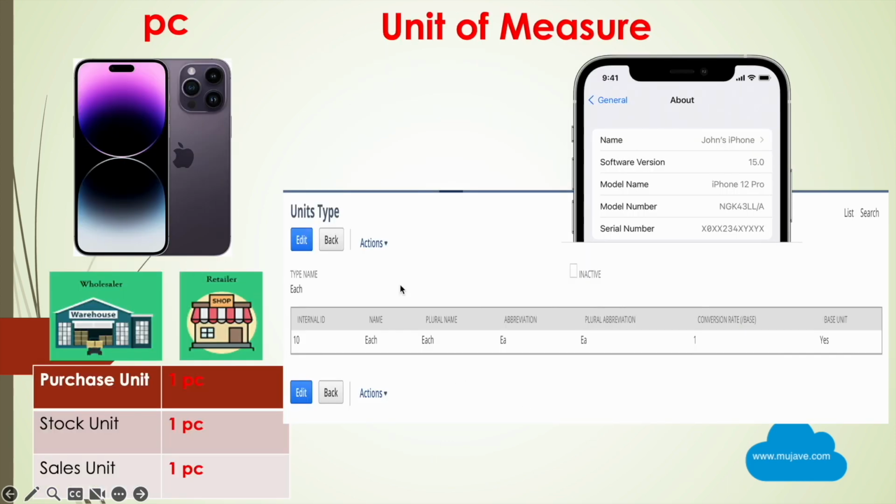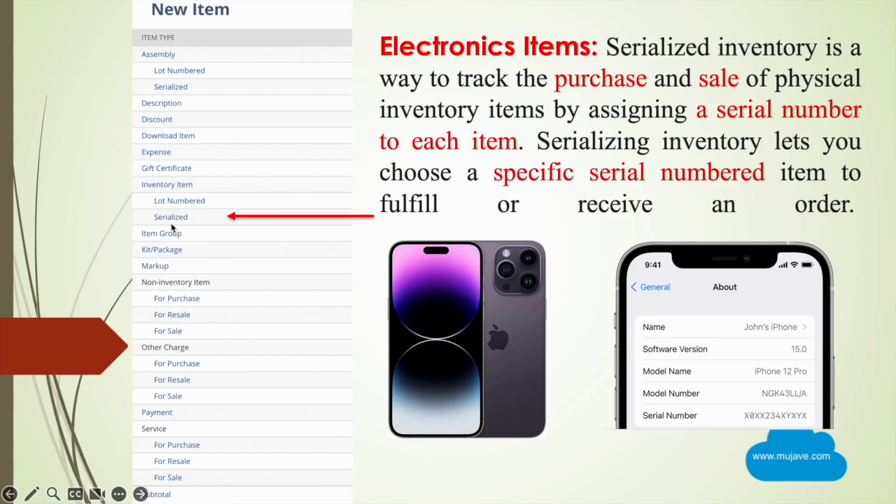Here you can see the unit of measure for serialized items for both wholesaler and retailer. Here, even though Allied Brothers in this example sell the electronic goods in the form of cartons, the wholesaler and retailer need to enter the serialized number for each and every product. That is the reason here you can see the purchase unit, stock unit, and sales unit all as the same unit of measure. Here you can see the serialized items under the inventory item.